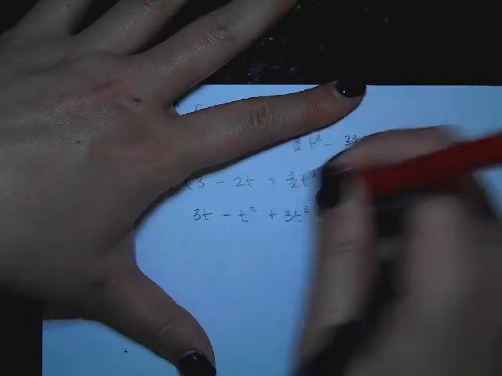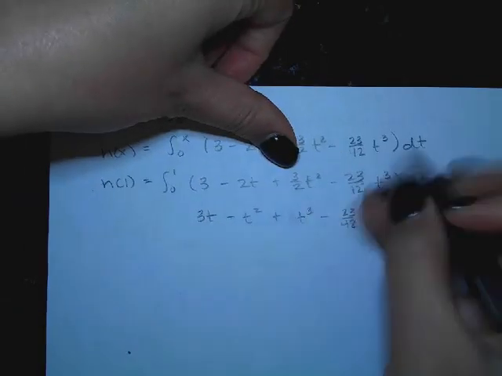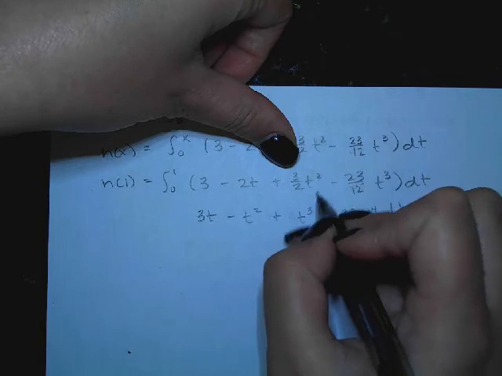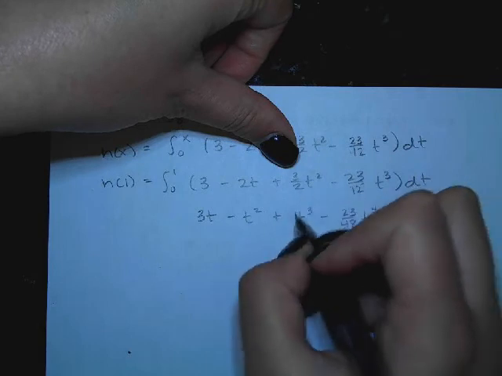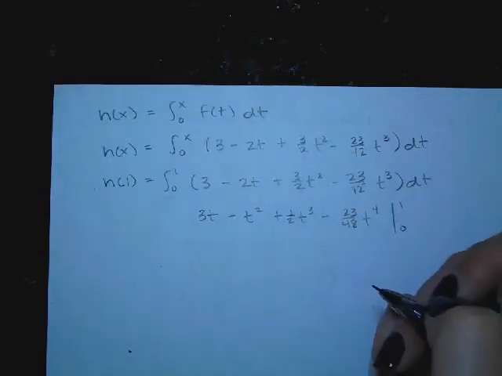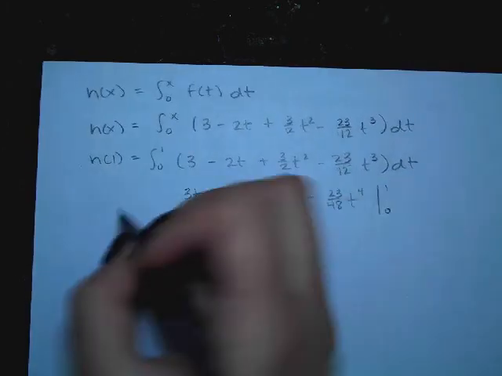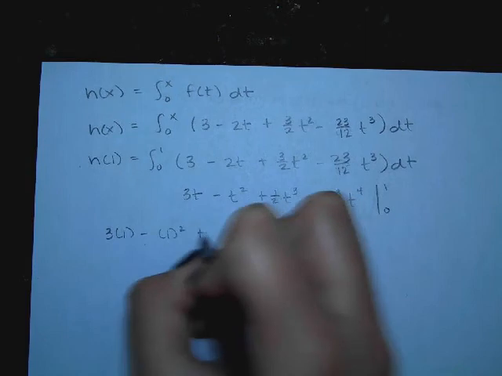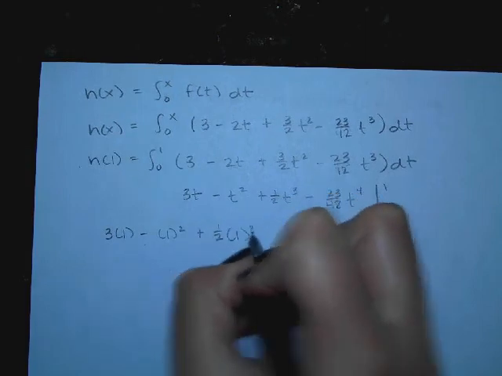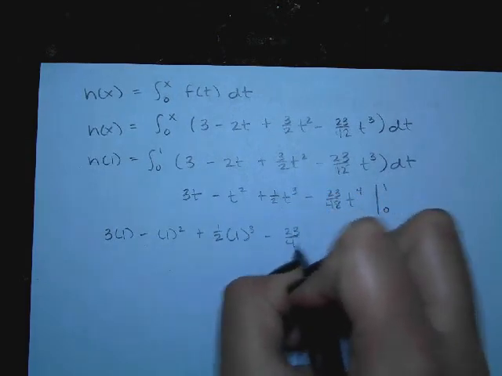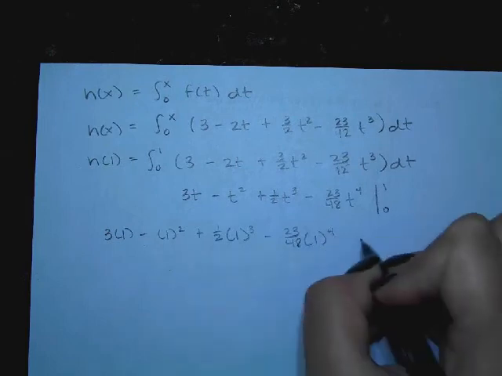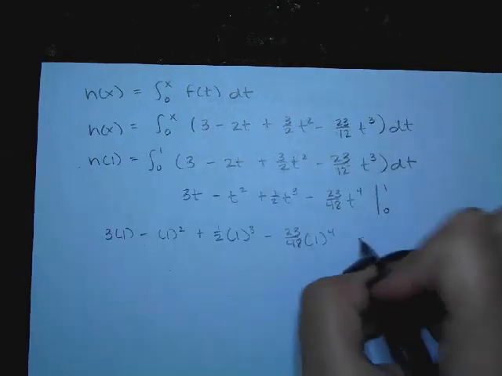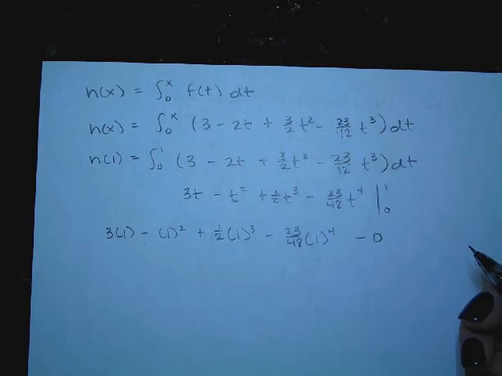I thought about bringing the 2 to the front, not bringing a 3 to the front. Okay, so that felt wrong. Multiply a 3 to the front, you get 1/2. Okay. All right, so I've got 3 times 1 minus 1 squared plus 1/2 times 1 cubed minus 23 over 48 times 1 to the 4th. And then, so that's all of the ones, and then you're subtracting off 0 if you plug that in.